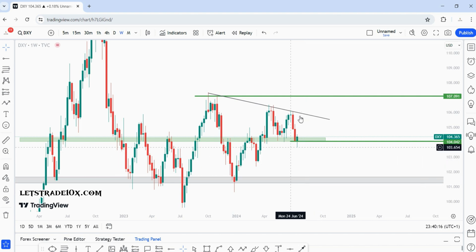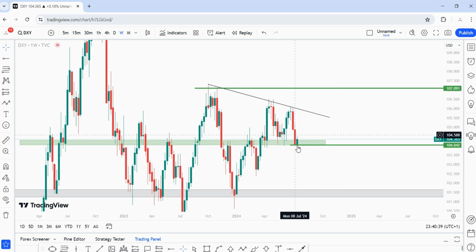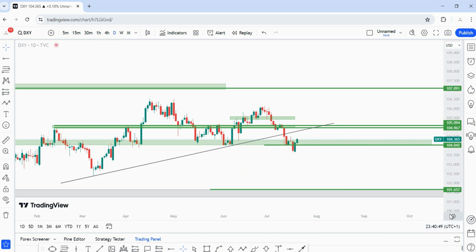All right, and that's what I thought was going to happen last week when we broke below this 104.042 area. However, this zone is still holding. DXY is still standing. The US dollar is still standing strong, and we need to be careful about that. So a little bit more patience is going to be required if we are going to continue seeing a bearish DXY. We actually need to have a weekly candlestick close below here to cement a bearish push to the downside. However, what do we do going into next week?